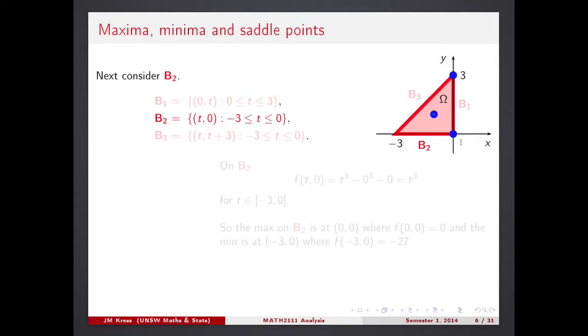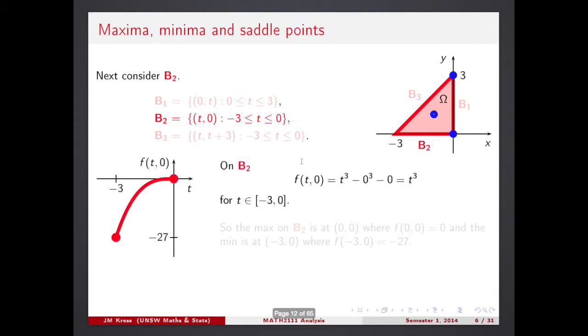It's a B2 piece, a horizontal piece. This is the simplest possible parametrization for this piece. You restrict your function using this parametrization. That's my new function. It's another cubic, another graph, but my graph lives on this segment, -3, 0.